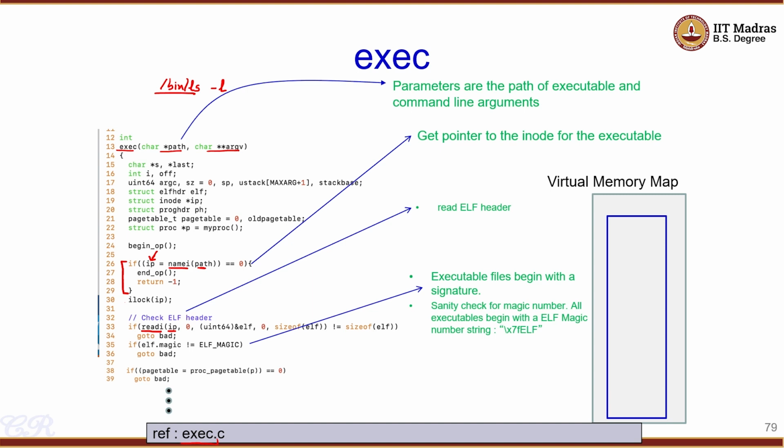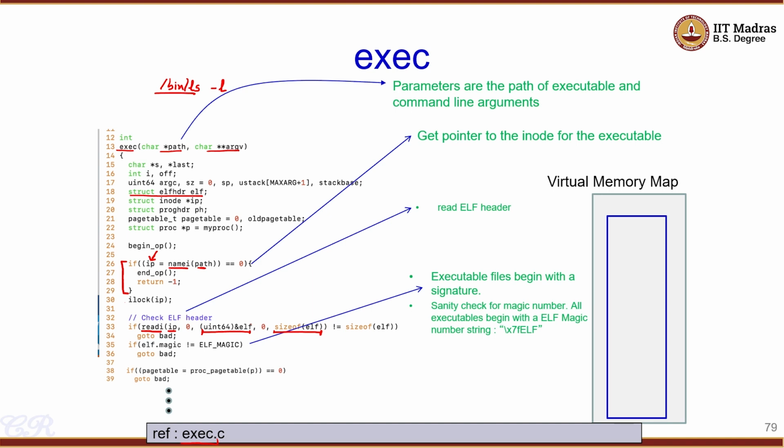to readi, it reads sizeof(elf) number of bytes and stores the result in this structure called elf. So elf is defined by the structure elfhdr. You can find this in the definition of elfhdr in the source code.